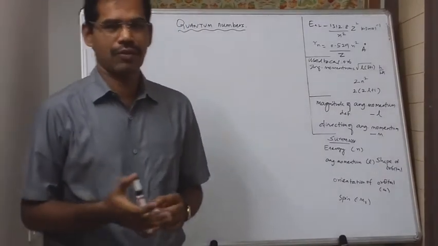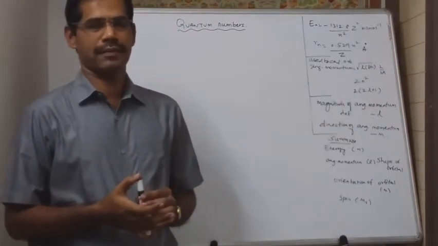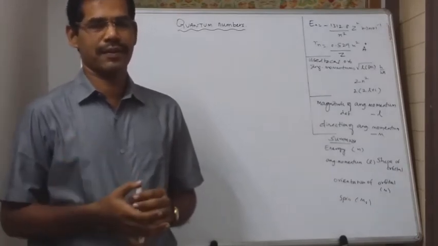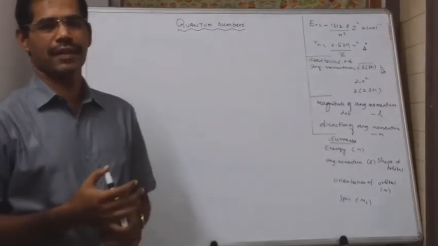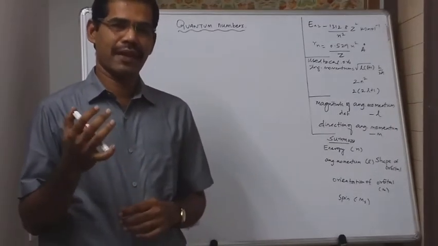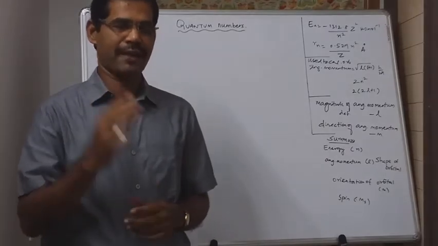Welcome to the session on quantum mechanical model of an atom. Now in this session, let us discuss about quantum numbers. See, what are quantum numbers? They say quantum numbers are the details which are necessary to locate an electron in an atom.